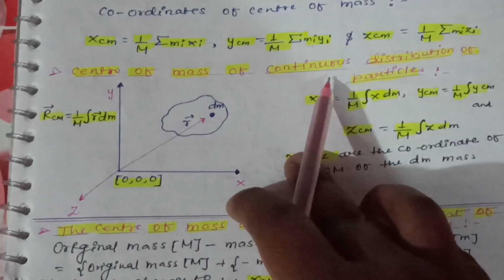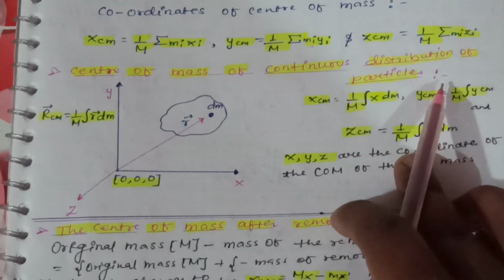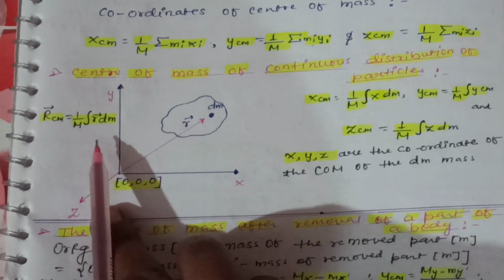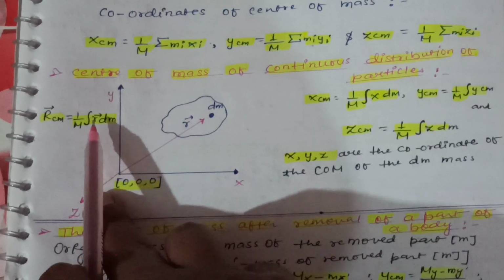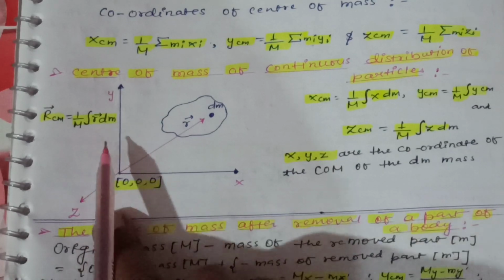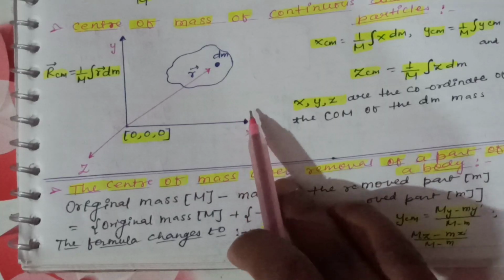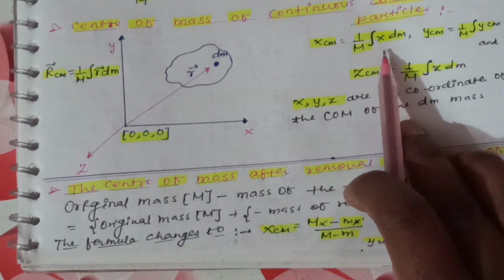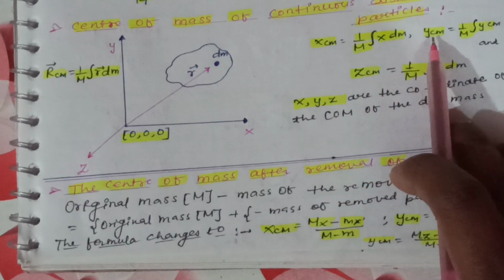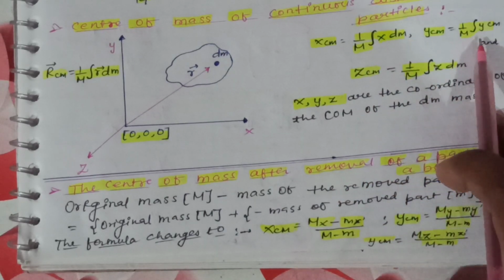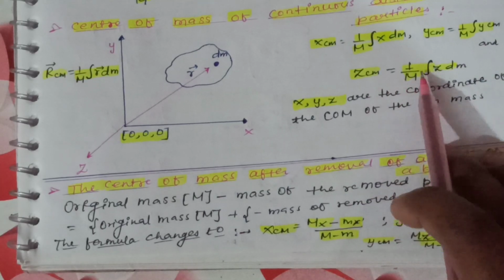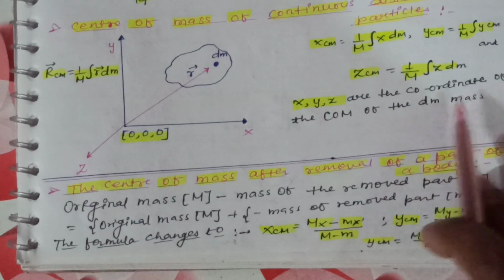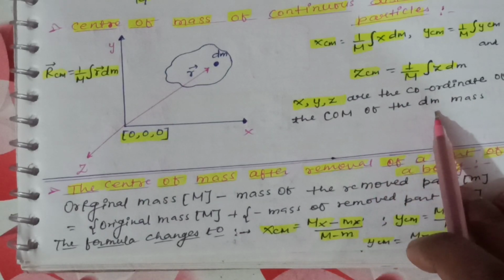Center of mass of continuous distributions of particles. R vector cm is equal to 1 upon M integration r vector dm. xcm is equal to 1 upon M integration x dm, ycm is equal to 1 upon M integration y dm, zcm is equal to 1 upon M integration z dm. Here x, y, z are the coordinates of the center of mass of the element dm.